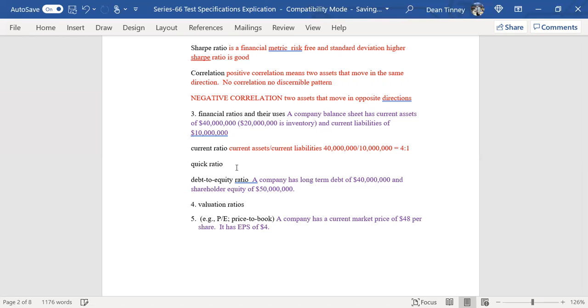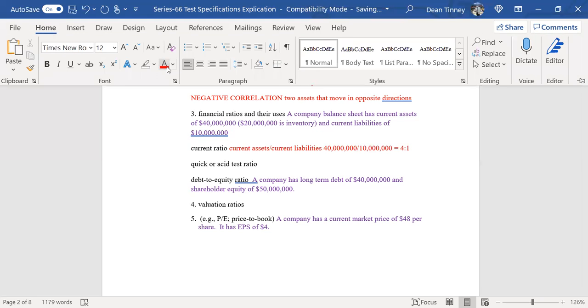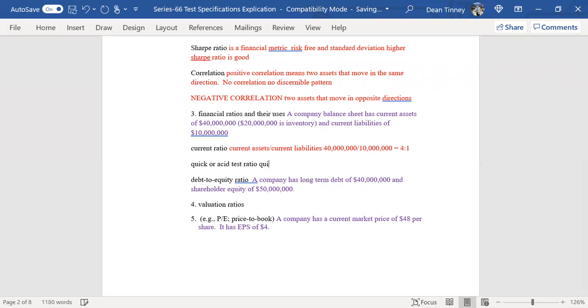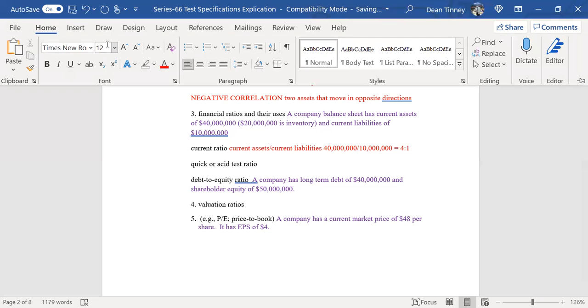Quick ratio. We don't want to have to sell off inventory to pay bills. So to do quick ratio, this is also known as the acid test ratio. So quick or acid test ratio. And to get this, we're going to take the quick assets. Oops, sorry, I'm going to get a different color here for you.